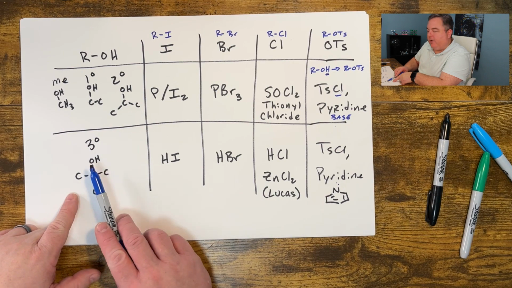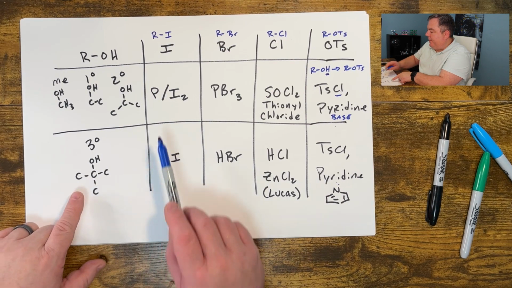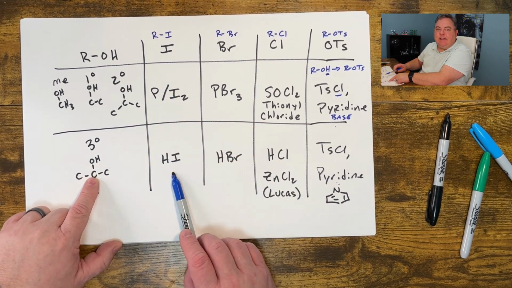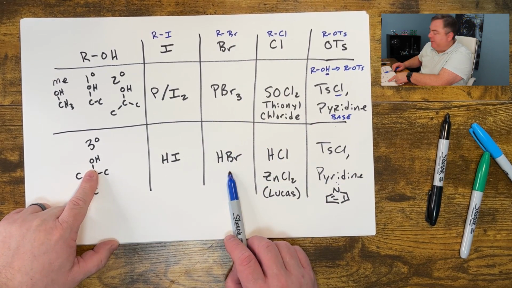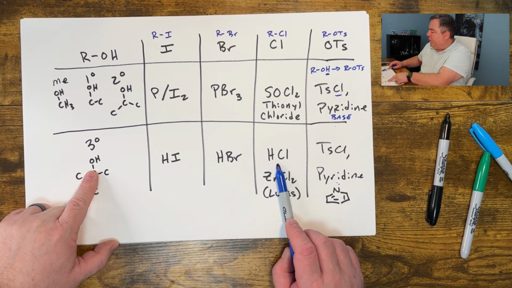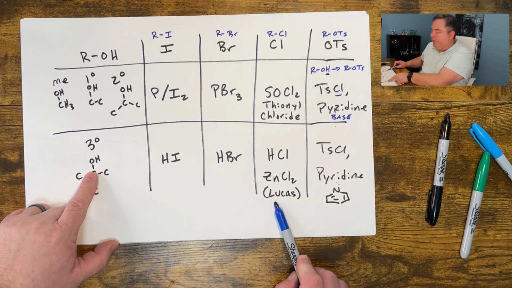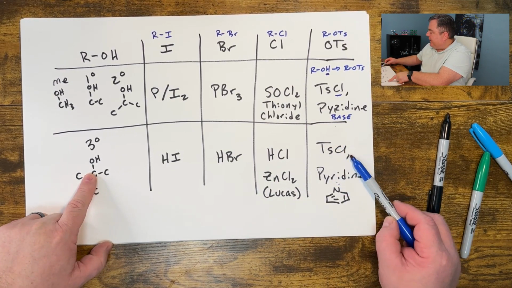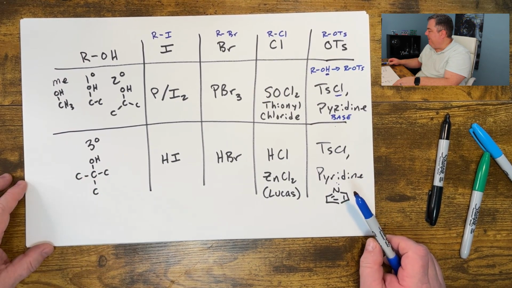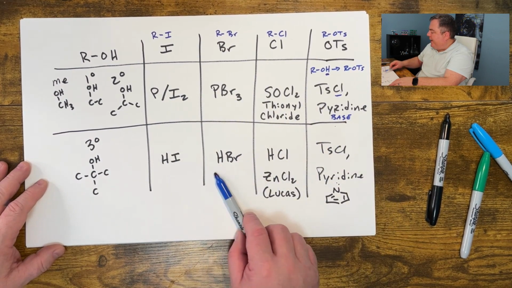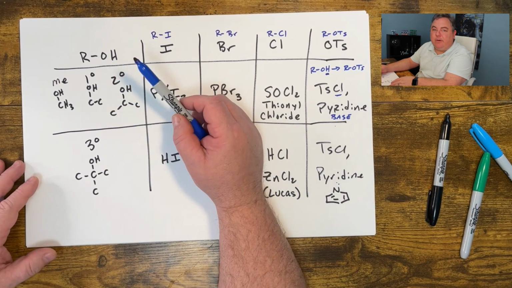If you have a tertiary alcohol with 3 carbons attached to the carbon of the alcohol, if you want to turn the OH into an iodide, you use the acid HI. If you want to turn it into a bromide, HBr. We saw that mechanism earlier in this video. Turn it into a chloride, you want to use HCl. Sometimes they throw in zinc chloride, that's called the Lucas reagent. And to turn it into a tosylate, it's the same reaction, tosyl chloride with pyridine. So these reagents you just need to memorize because you'll want to know how to turn an alcohol into a good leaving group.